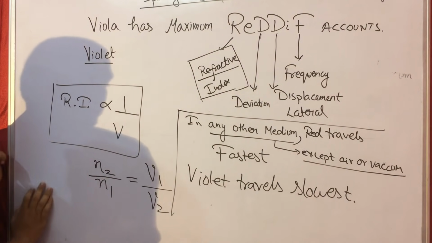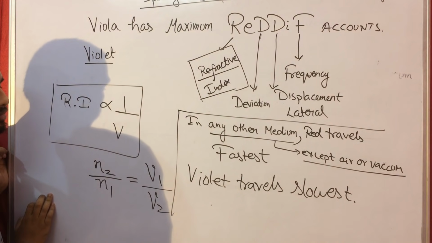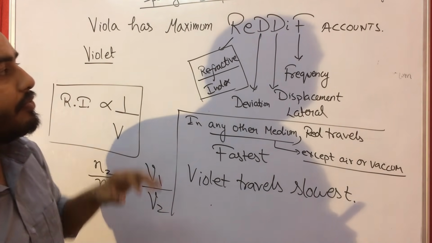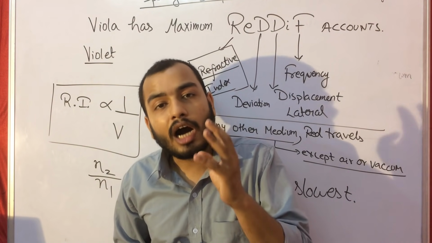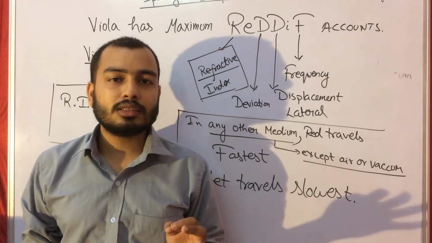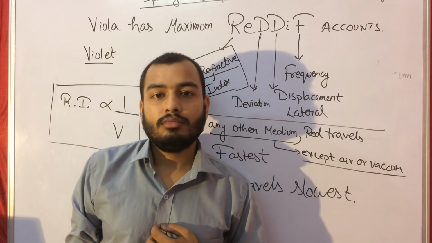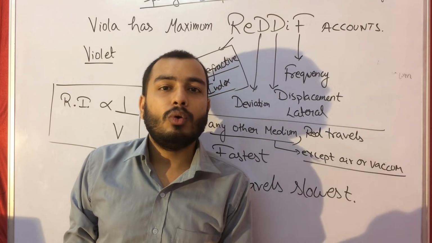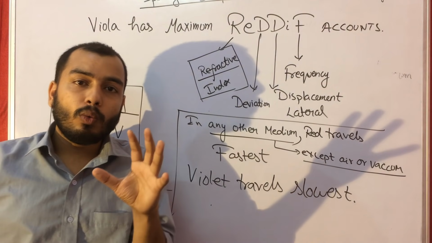Coming to this point, this is very important. Violet travels slowest. So speed is minimum for violet. And speed is minimum, so refractive index is maximum. Violet has maximum refractive index. Refractive index decides how much bending is going to take place. I give you the value of refractive index of glass 1.5 and water 1.33, which is more dense? That medium which has more refractive index. Glass has 1.5, water has 1.33. So glass is more dense. So refractive index decides which medium is denser.